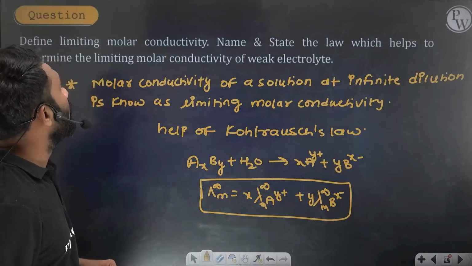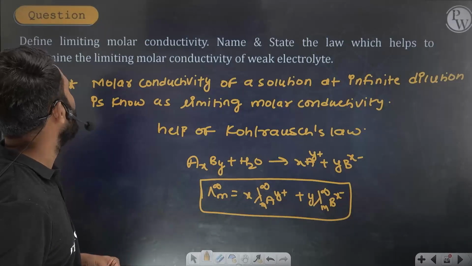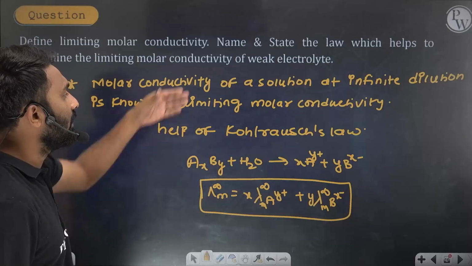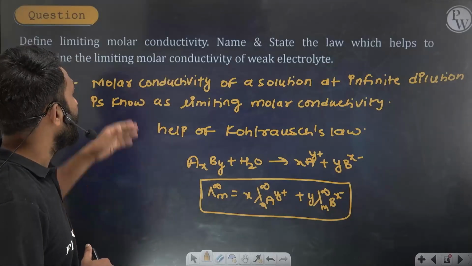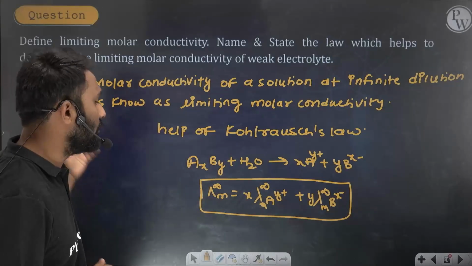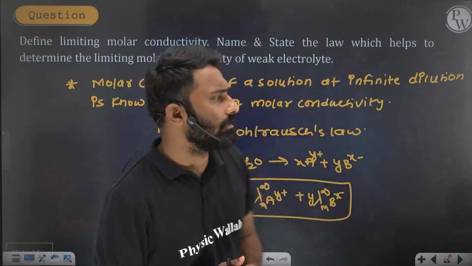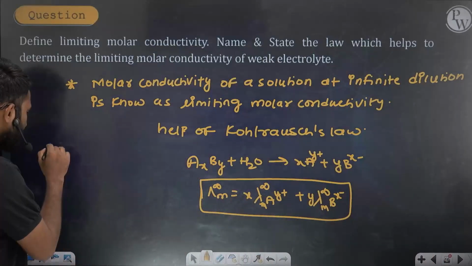Define the limiting molar conductivity. Name the law which helps in determining the limiting molar conductivity of a weak electrolyte. Limiting molar conductivity is the molar conductivity of a solution at infinite dilution. At infinite dilution, take a strong electrolyte, say KCl.